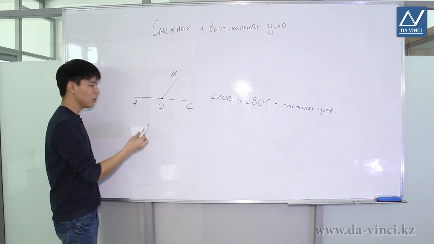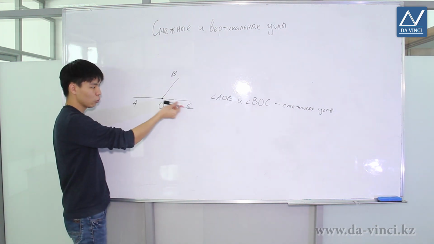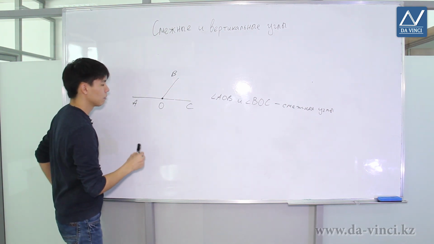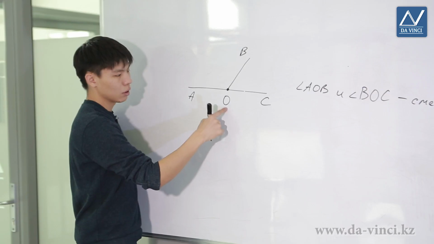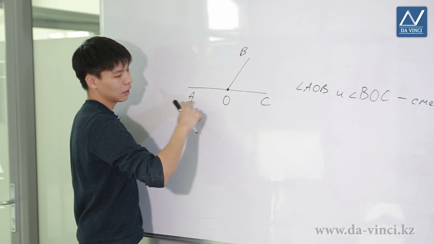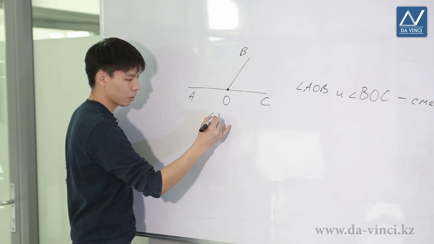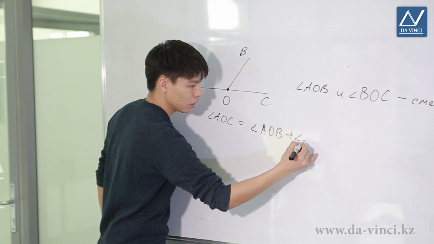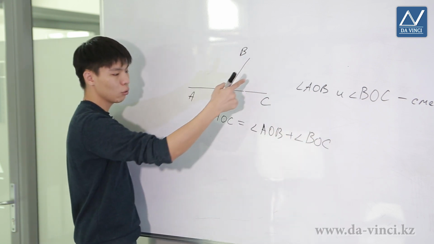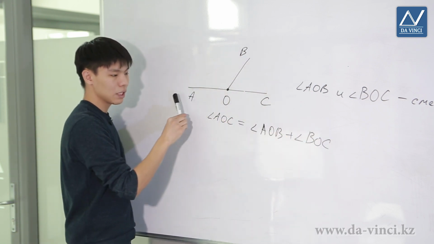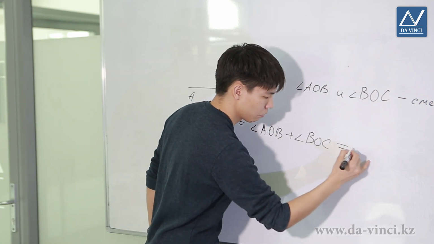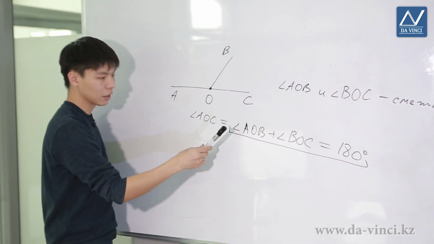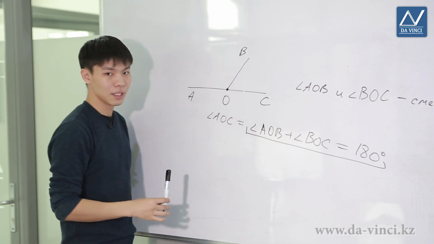Actually, you see that adjacent angles are obtained if we have some straight angle, AOC, and it is divided by a ray into two angles. Such two angles will be adjacent. We know that angle AOC will be equal to the sum of angles AOB and BOC, because it consists of these two angles. But angle AOC is a straight angle, its measure is 180, so the sum will be equal to 180. Thus we've got such an important expression. Namely, the sum of adjacent angles is always equal to 180 degrees.